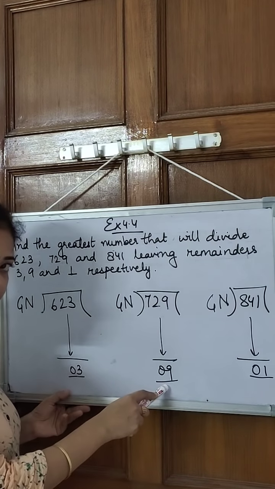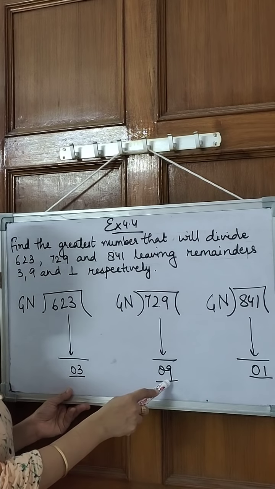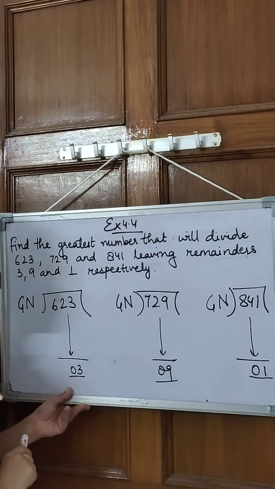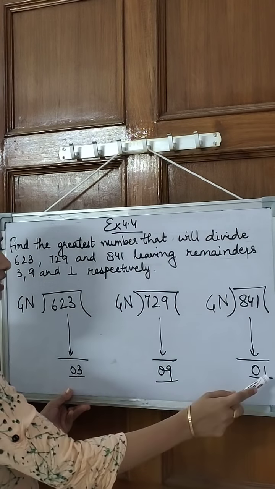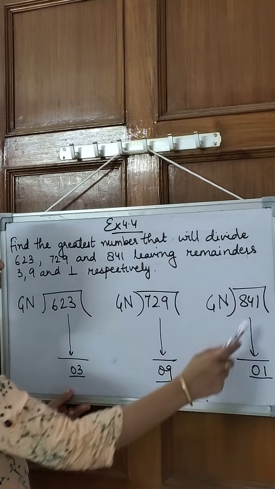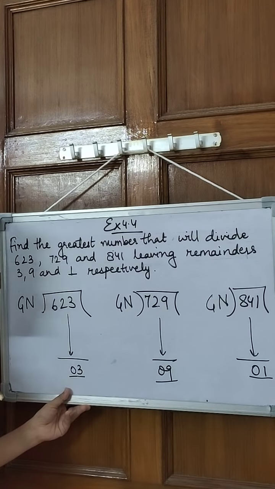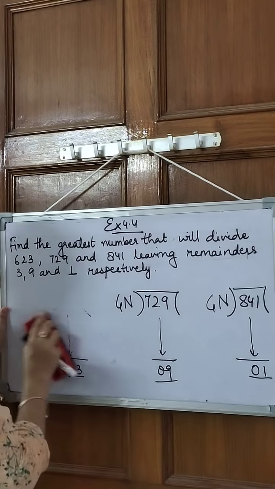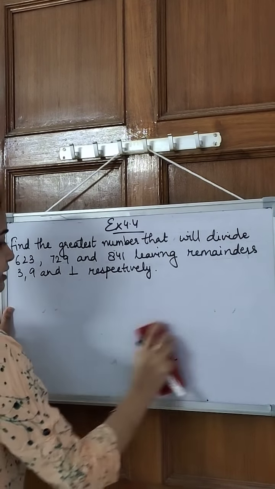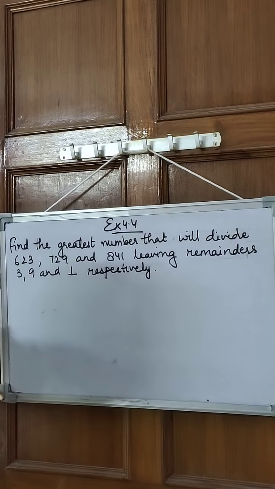9 is extra here. It is the remainder, so I will remove 9 from it and the number that I get will be completely divisible. Similarly, 1 is extra here, so if I remove 1 from this, I will get the number and it will be completely divisible. So first we will find the numbers that are completely divisible.